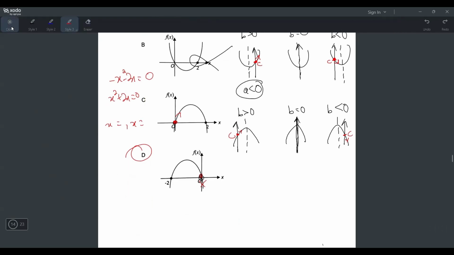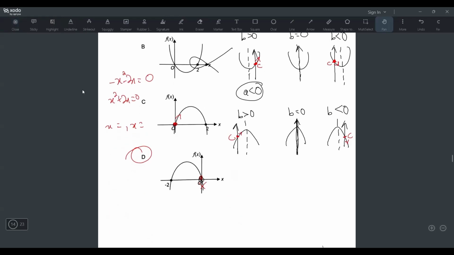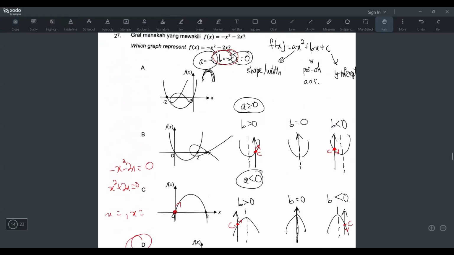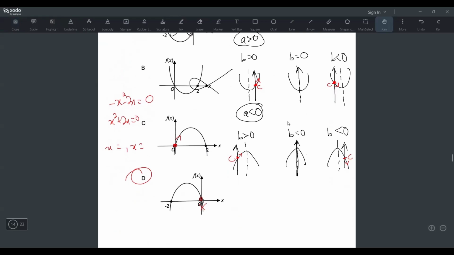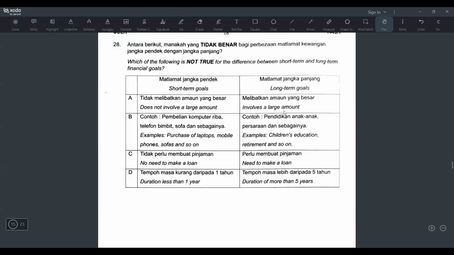But if you can memorize these 6 cases, you can get the answer so much faster. You don't need to use the calculator to find the x-intercept. No, you don't need to do that if you have memorized this, right? Okay, so I hope you understand. Let's continue. Continue with 28. Let's go.